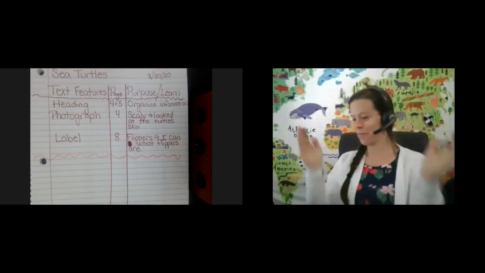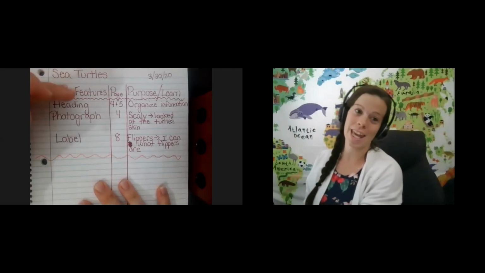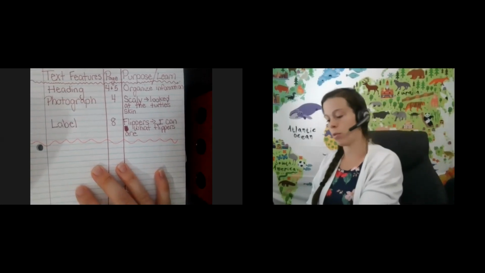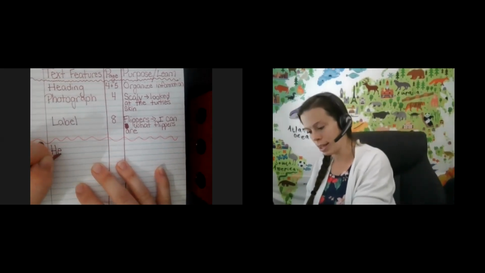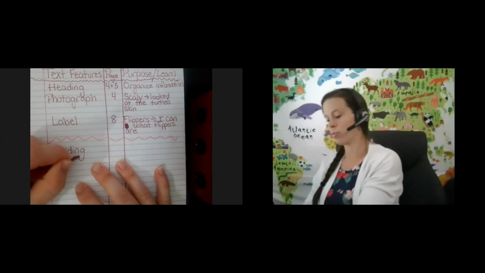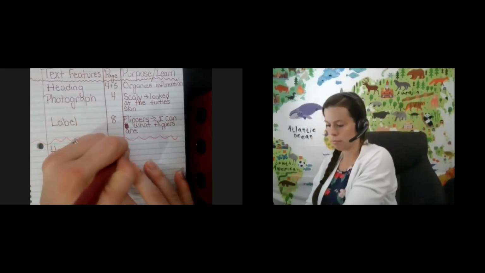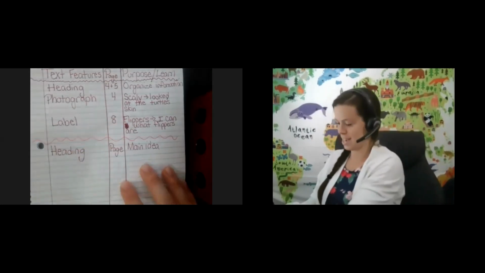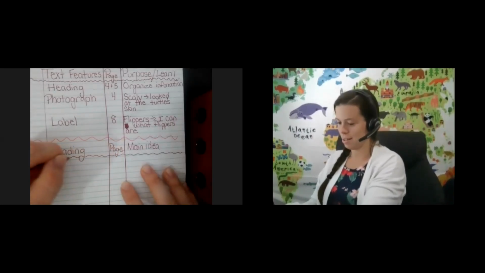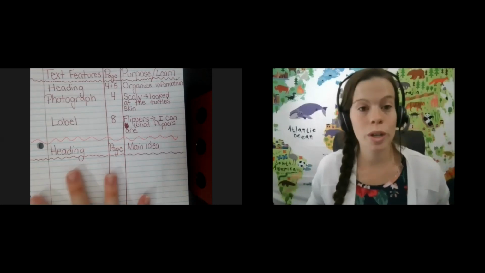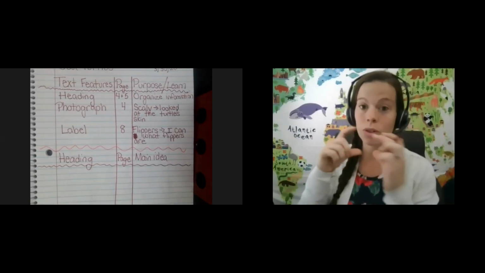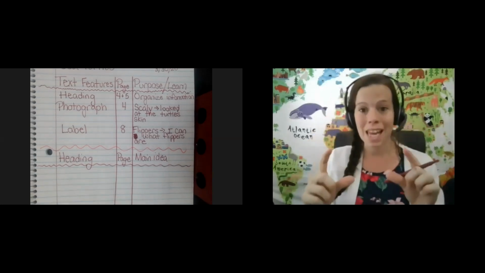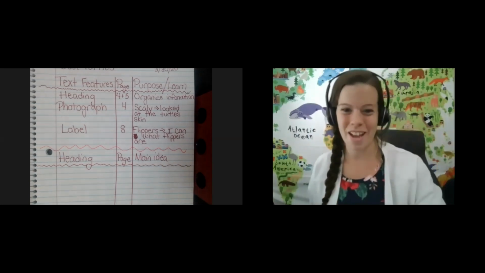All right, guys, I think I got it. So I am using the same chart that I made before. And this time I am going to write heading, page, and main idea. All right. Okay, so we are going to go through the text. We're going to write down the heading we see, the page it's on, and the main idea of that paragraph.